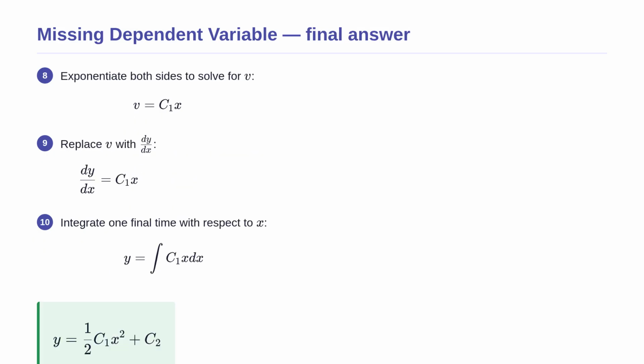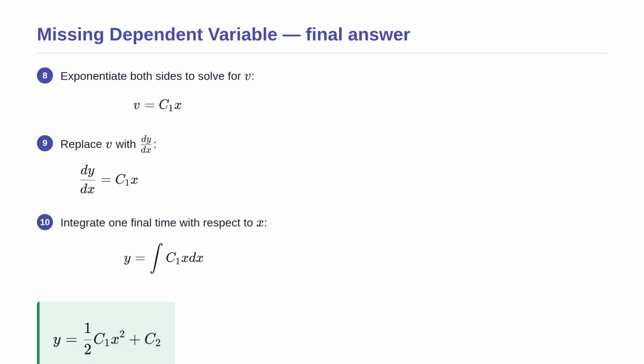Now we will find our final answer. By raising the mathematical constant e to the power of both sides, the natural logarithms cancel out, and we solve for our temporary variable v, getting v equals c1 times x. However, we must remember that v was just a stepping stone. Our ultimate goal is to find the original function y.